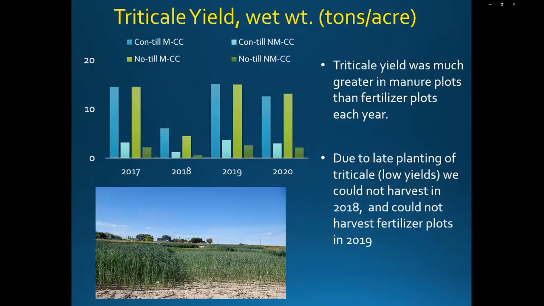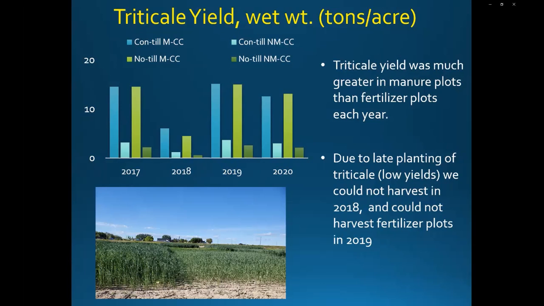The triticale yield, on the other hand, was greatly affected, especially by manure application. So you can see these bars here, the first 2, the bluer ones are conventionally tilled, the green ones are the no-till system, and the first bar in each of those series is where we have manure, and the second bar where we don't have manure. So you can see that the amount of triticale that was produced when you had manure was multiple times that of when we had no manure.